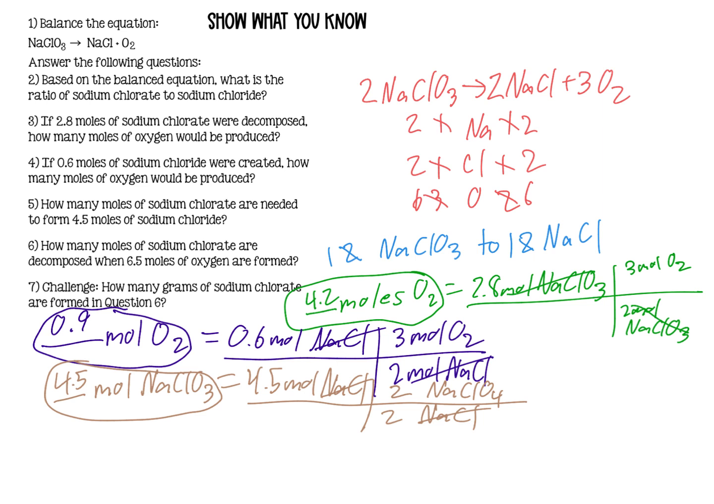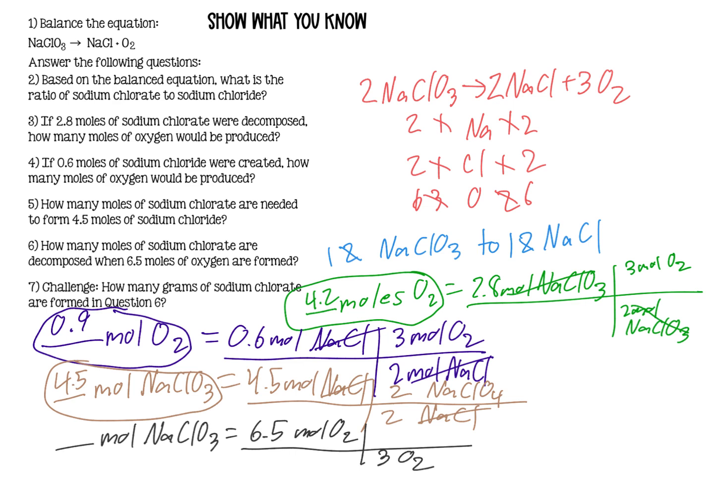moles of sodium chlorate. Next, let's decide how many moles of sodium chlorate are decomposed when 6.5 moles of oxygen are formed. Once again, we're going to need to put oxygen on bottom because we want it to cancel out with the oxygen on top. So we'll put 3 on bottom, and then on top, we're going to put what we are looking for, our sodium chlorate. So 2 of those.